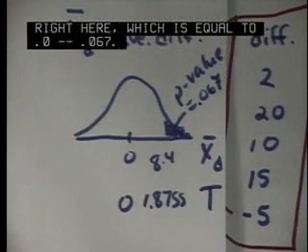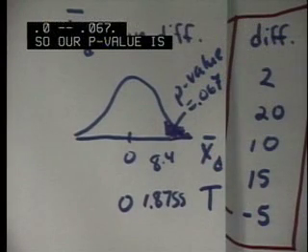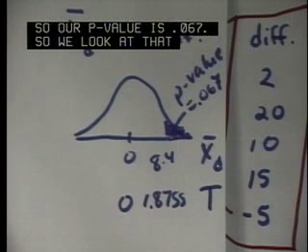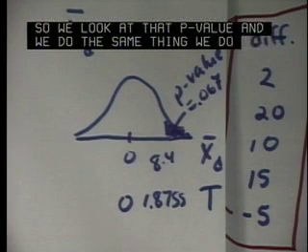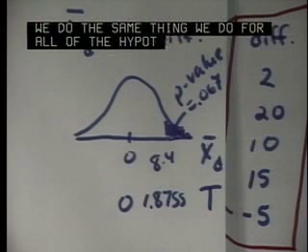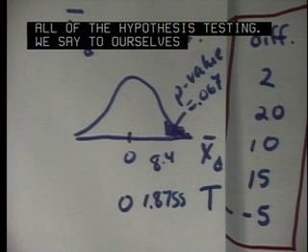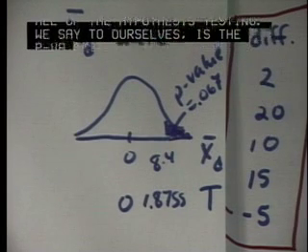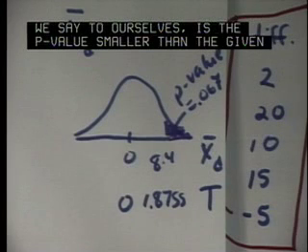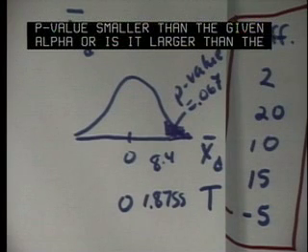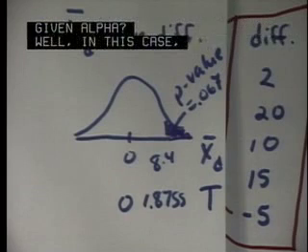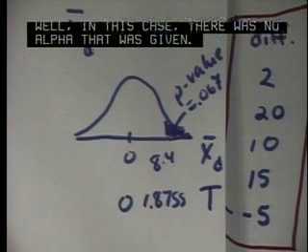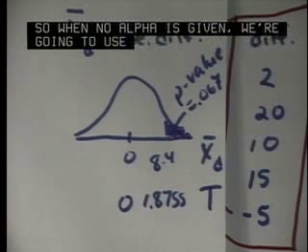So our p-value is 0.067. We look at that p-value and we do the same thing we do for all of the hypothesis testing. We say to ourselves, is the p-value smaller than the given alpha, or is it larger than the given alpha? Well, in this case, there was no alpha given, and so when no alpha is given, we're going to use 0.05.